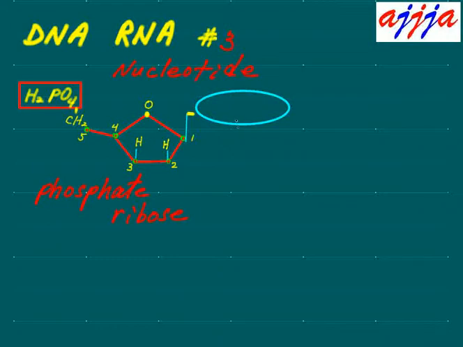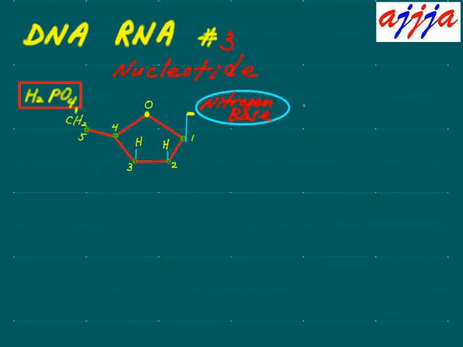Then one more, right here. This is really important. This is what we call nitrogen base. We're going to talk about nitrogen base. Phosphate, no big deal. Ribose, only 2 different types: deoxyribose and ribose. Now we're going to talk big time about nitrogen base.